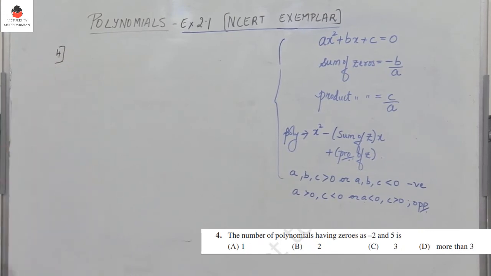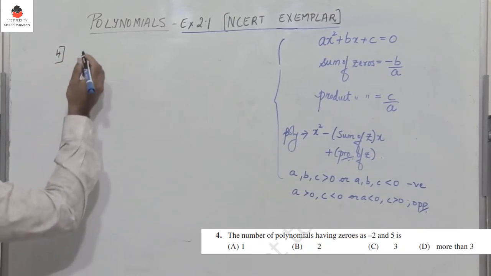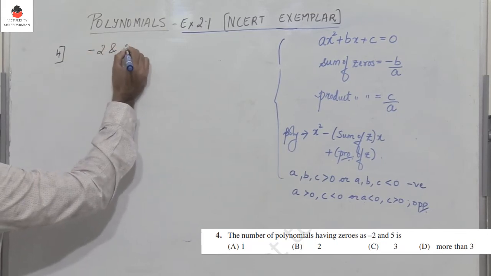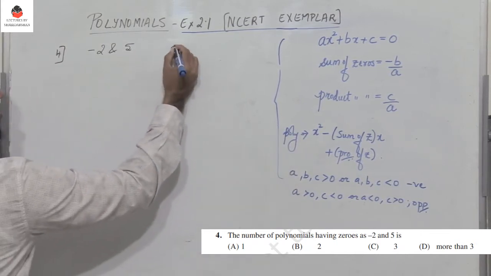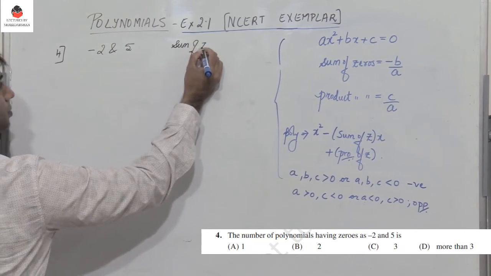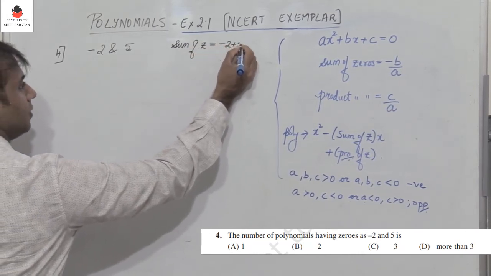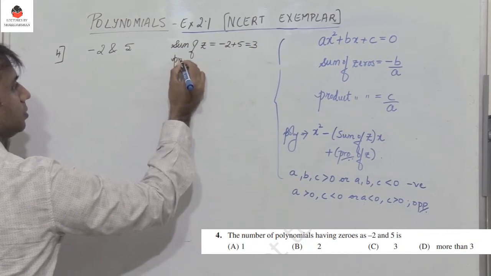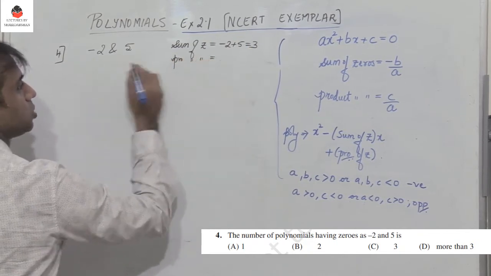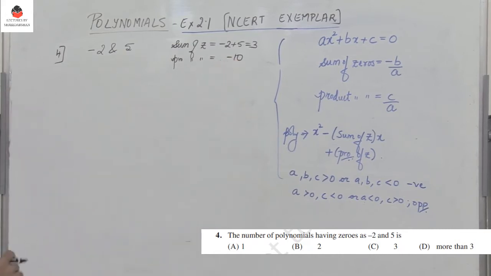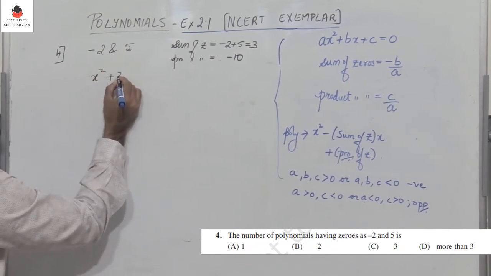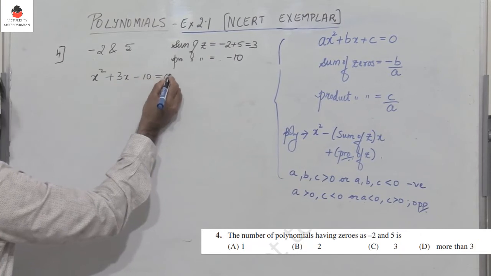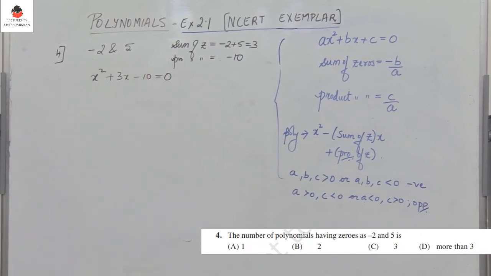Fourth one is a very interesting one. Find the number of polynomials having the zeros as minus 2 and 5. So any polynomial can be given by this expression where the sum of zeros is nothing but minus 2 plus 5, which gives me 3, and the product of zeros is minus 2 into 5, which gives me minus 10. So I can directly write the polynomial, which is nothing but x square minus 3x minus 10 equal to 0.